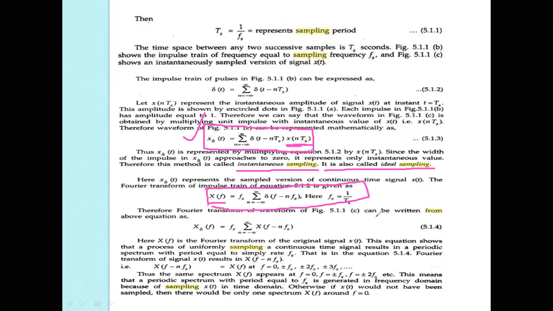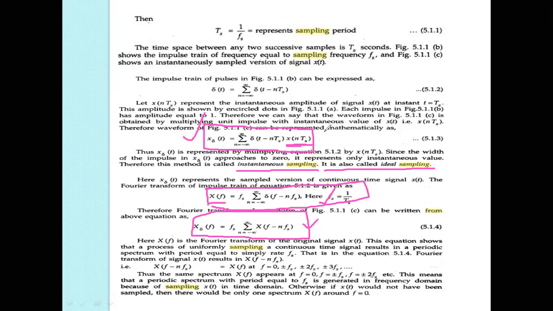Therefore, the Fourier transformation of the wave can be written as x delta of f is equal to fs times the sum of n equal to minus infinity of x of f minus n into fs. There is a little bit of confusion, my dear students, about these two equations. How did we get these two equations? To get these two equations, we have to go for the trigonometric Fourier series equation, my dear students. Trigonometric Fourier series.